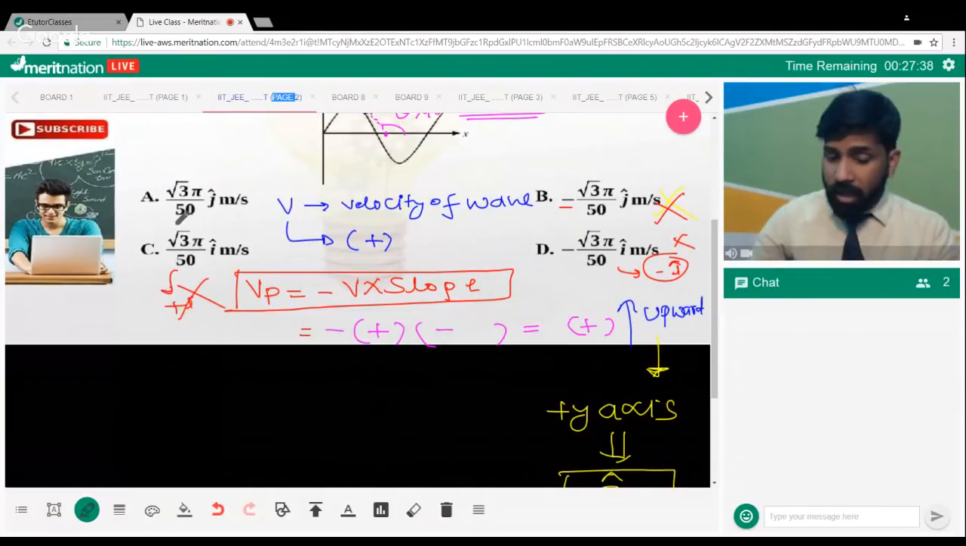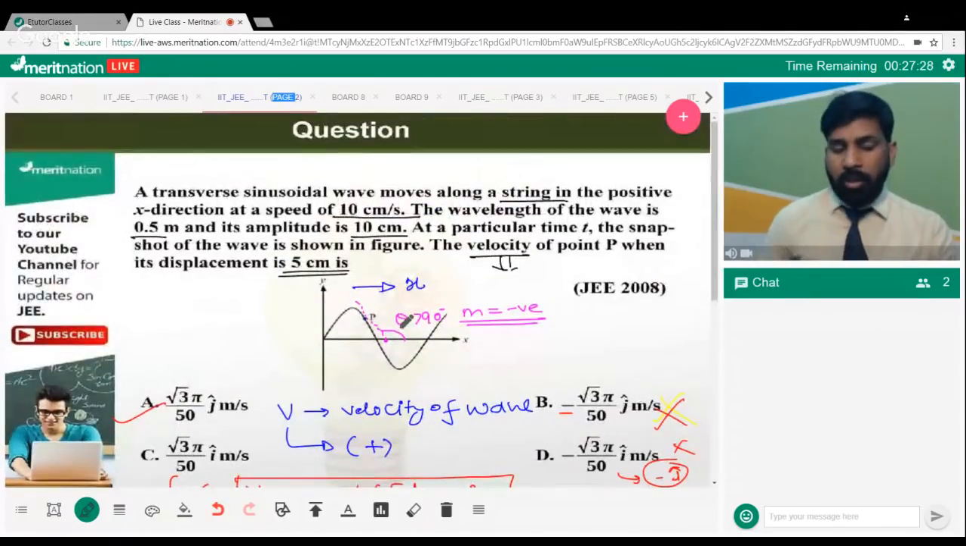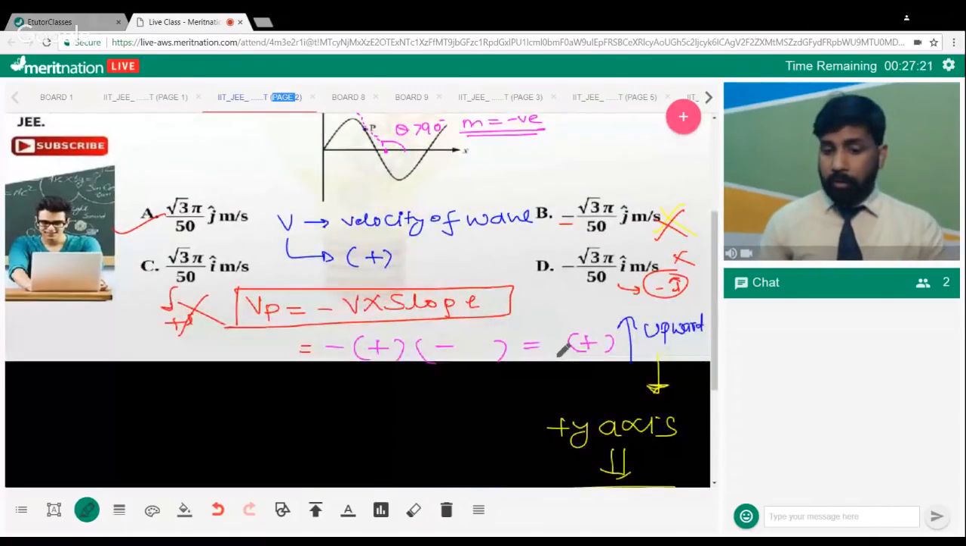But in option A, you can see plus j. Plus j means the direction of this particle is in the positive y-axis. That is absolutely correct. So here the correct answer is option A. So this is all about this example. Okay, so now we can discuss our next example.